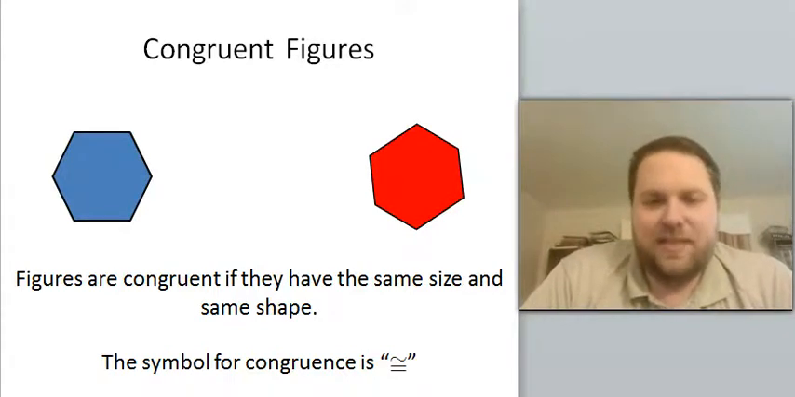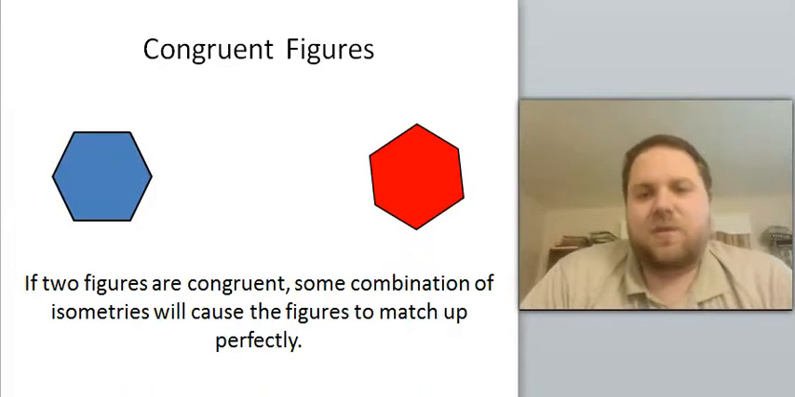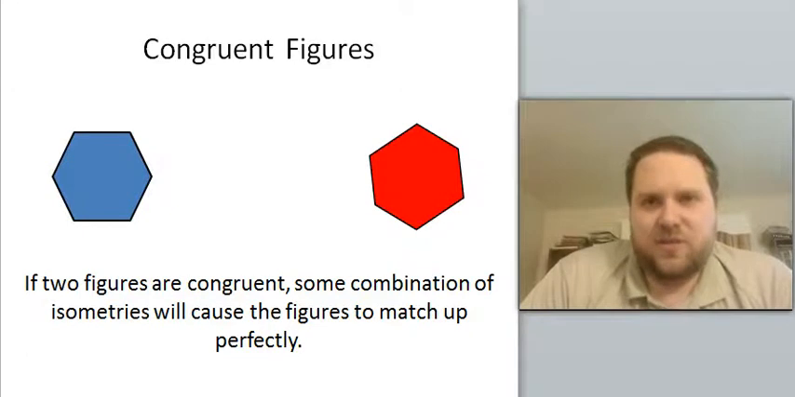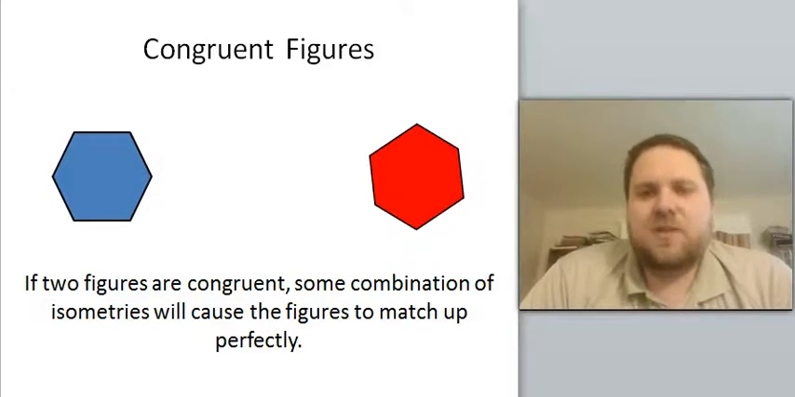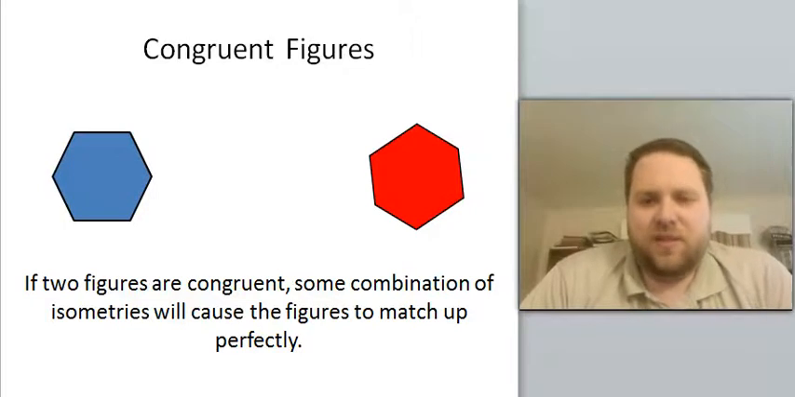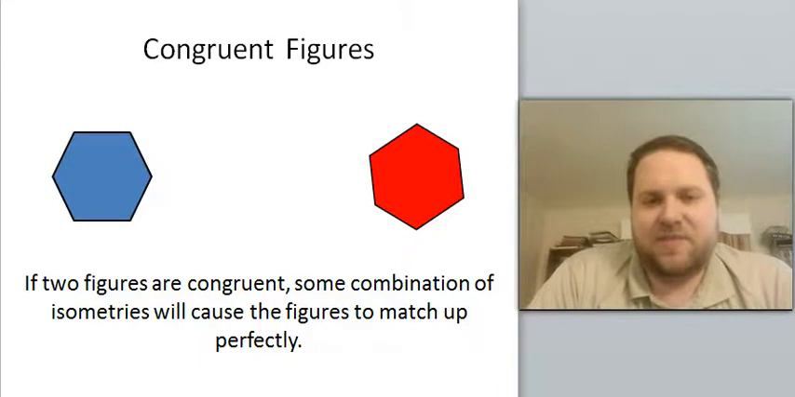One of the things that means is that if things are congruent, you can use isometries, that is, transformations that don't change size, to match them up perfectly. So we can use some combination of translations, reflections, and rotations to line these things up, and if they are congruent, they should lay perfectly on top of each other.